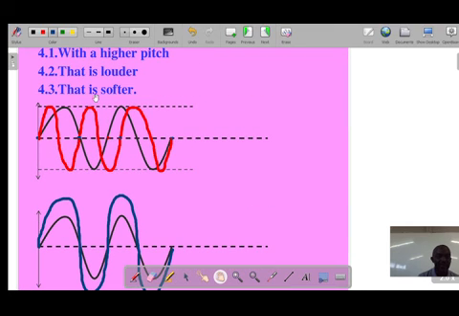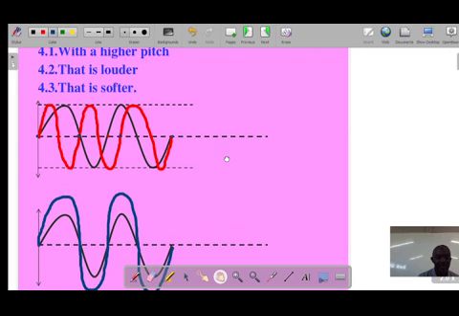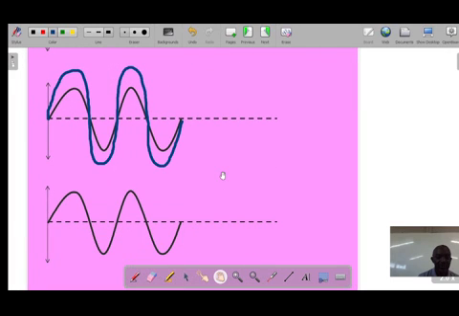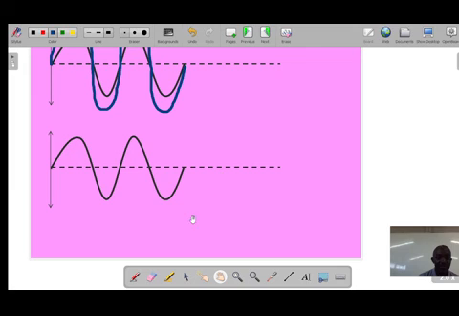Then they say that it's softer. Now to get a soft sound here, it must be of a low amplitude. Check it out. Maybe like this one here. Starting from here, like this, lower, but passing the same point. When here lower, when here lower, when here lower, and stopping there. Now this is a softer sound. Okay, hope we are together, guys.